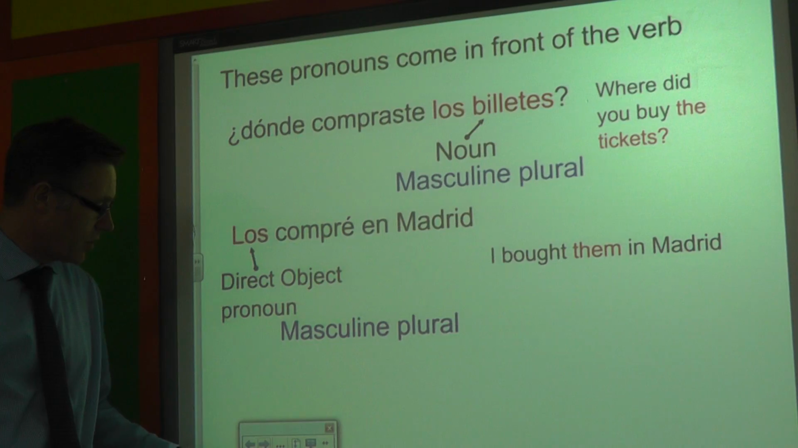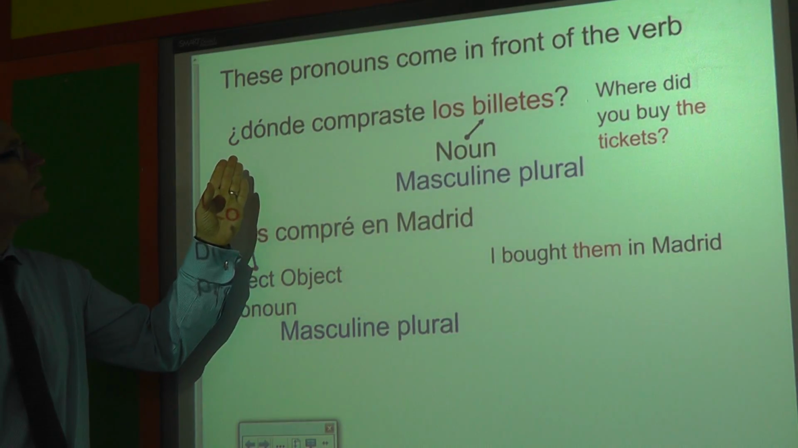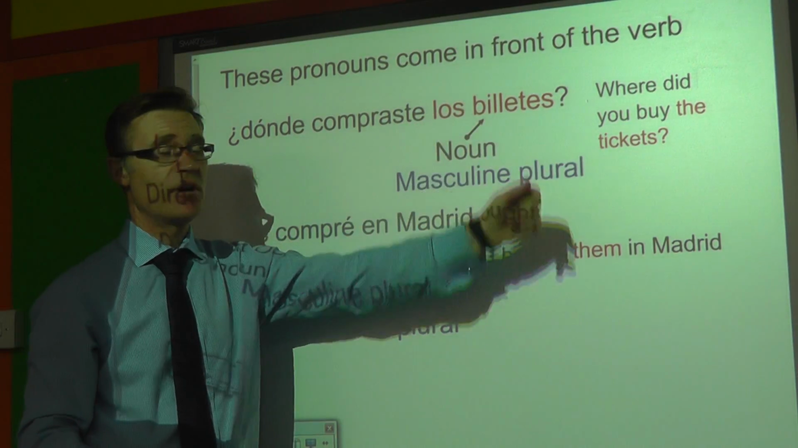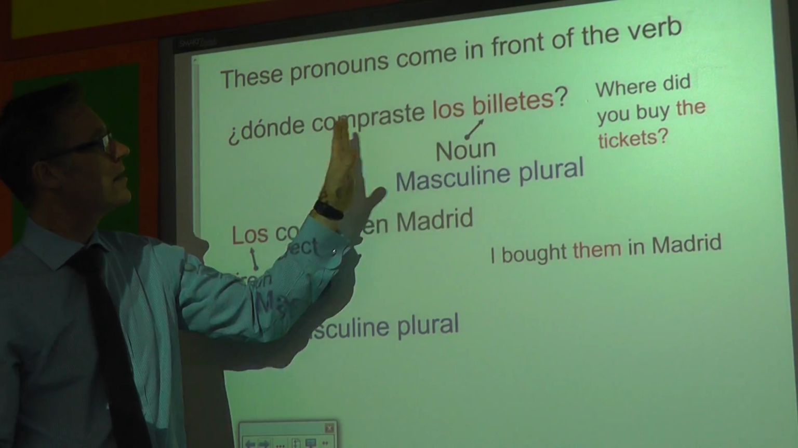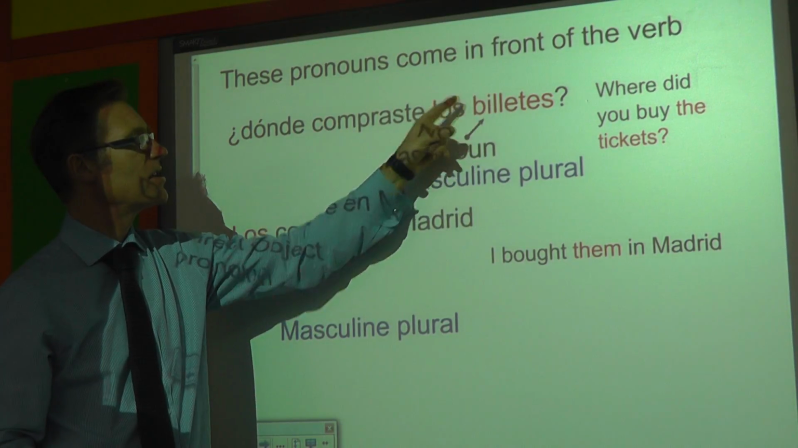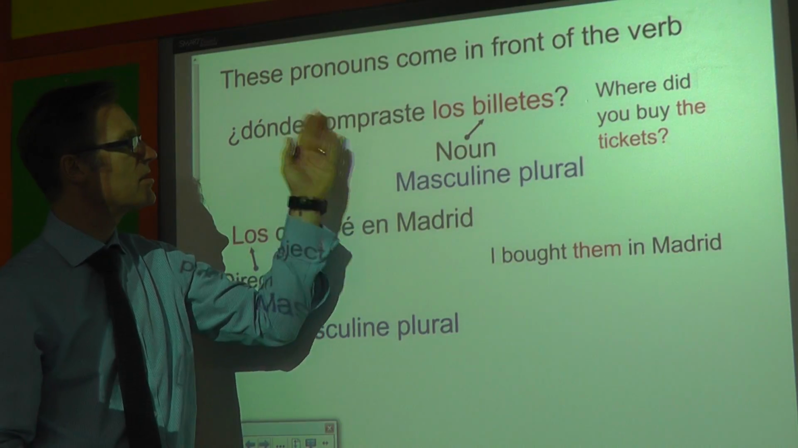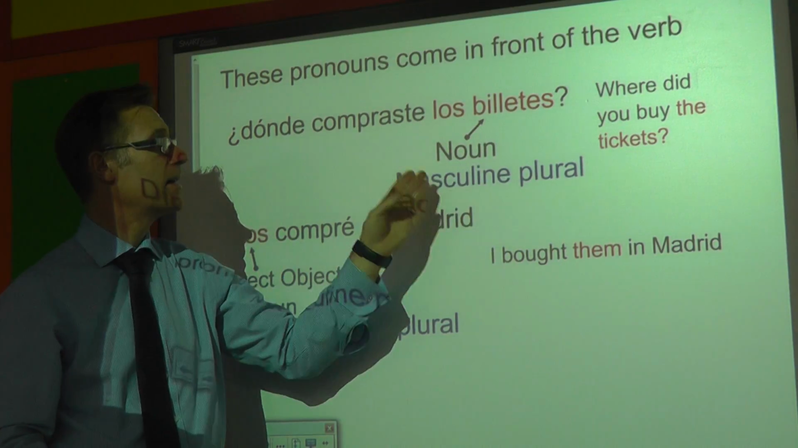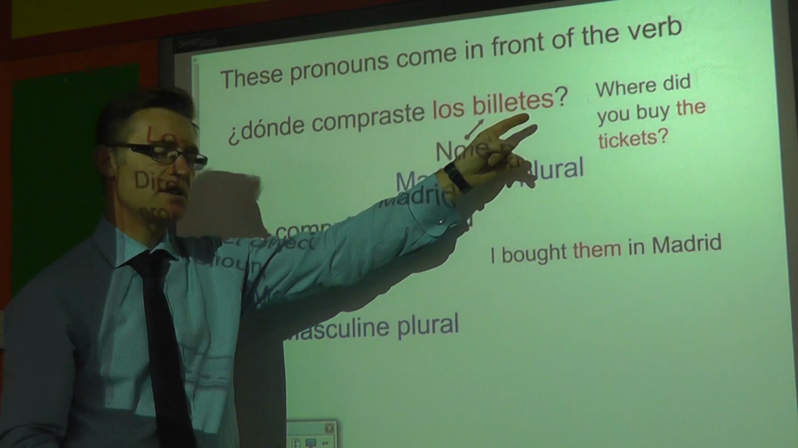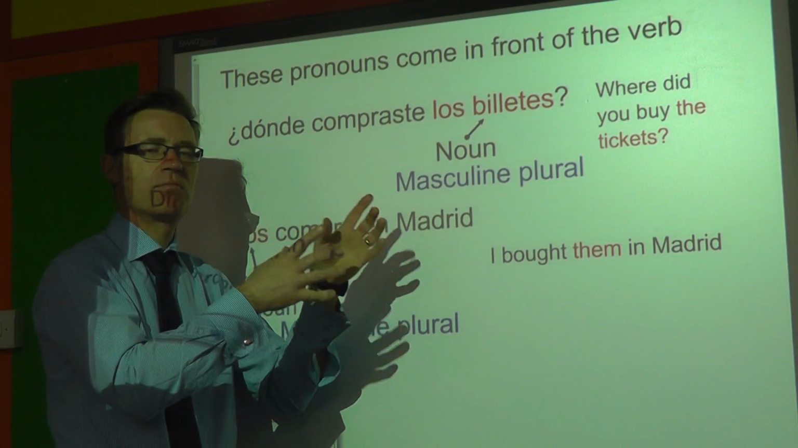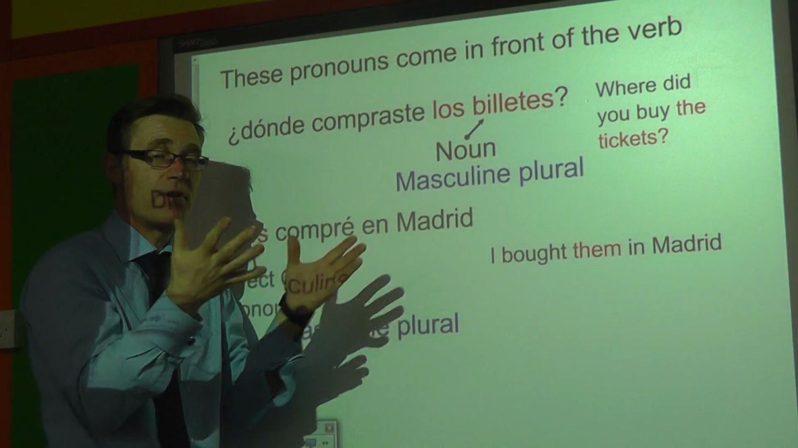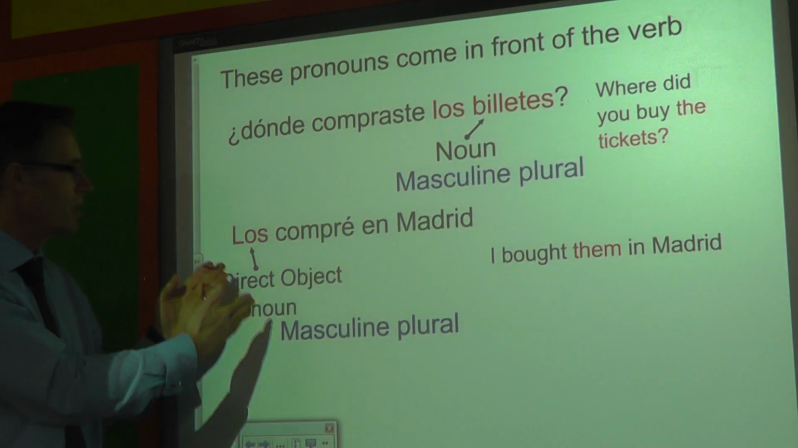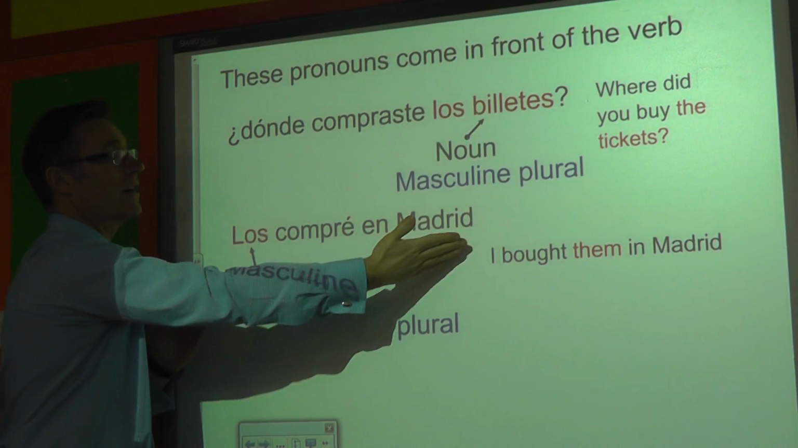So, let's have a look how they work. ¿Dónde compraste los billetes? Where did you buy the tickets? Well, as we can see here, we've got a noun as part of our sentence, and the noun is masculine and plural, los billetes. El billete would be singular, masculine, but it's los billetes. So we must make sure that the direct object pronoun that we're using is from the same category. It's going to have to be masculine and plural, and it's los compré en Madrid.